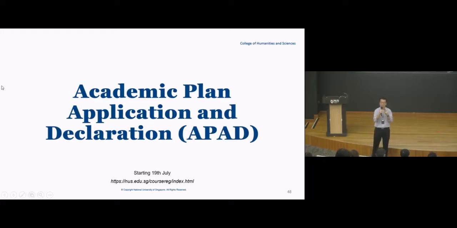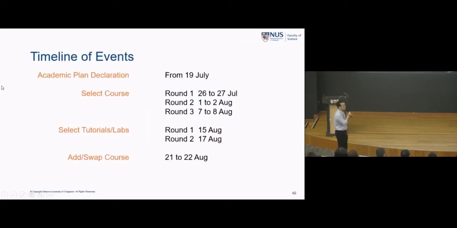All right, so this is encompassed in 2 what we call processes. One is called the academic plan declaration process. The other one is the academic plan application process. There's a slight difference between these 2 plans, and these 2 processes. I'll explain to you what's the difference. So in what's going to happen next, from 19th July onwards, which is next week, you will be able to make that declaration in CourseReg. So from 19th July, people go into the system and make a declaration of their academic plan.